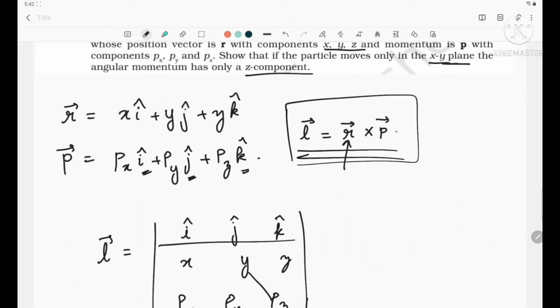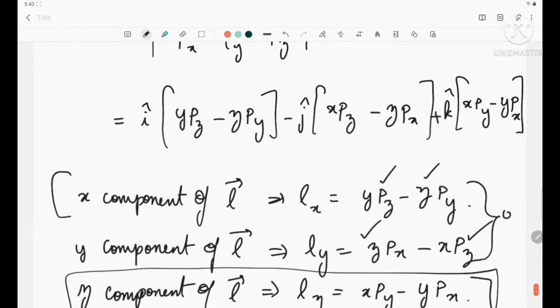Okay, so r cross p, if r cross p is only along the xy, then the product of that will be along which direction? It will be along the z direction alone. Okay, so this is the case when the particle is moving only in the xy plane. I hope you have understood this.